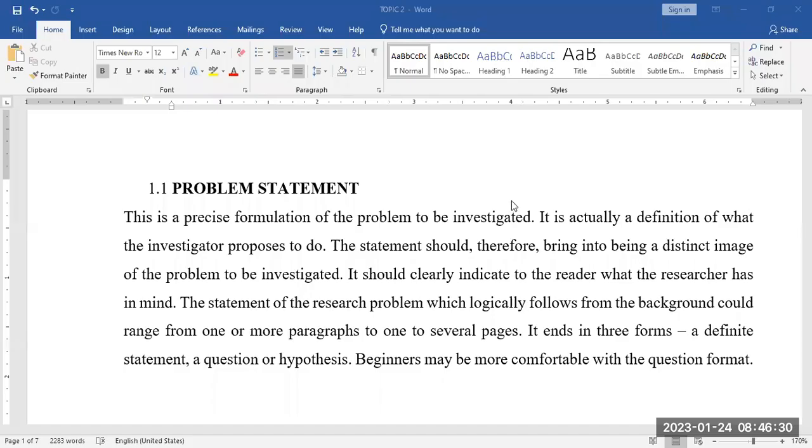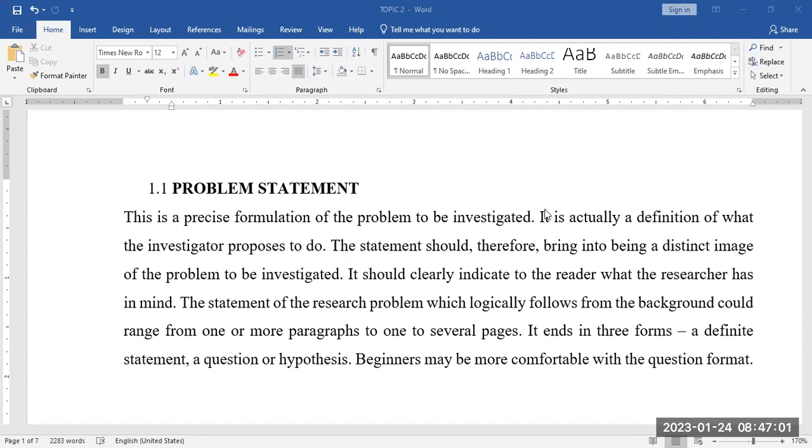So therefore, welcome back. This is our second lesson. Last week, we learned what research is. We defined research according to various scholars. We classified research according to discipline, according to practice, and according to data collection method. And also, we looked at the importance of research.